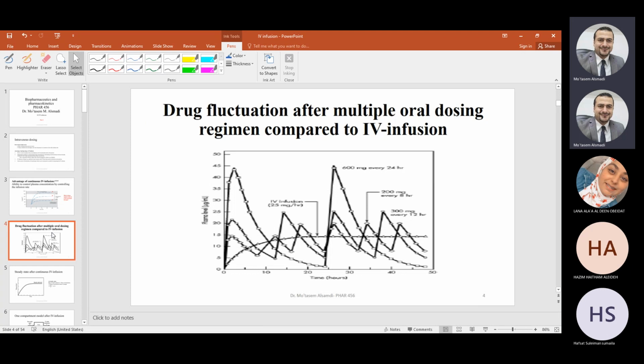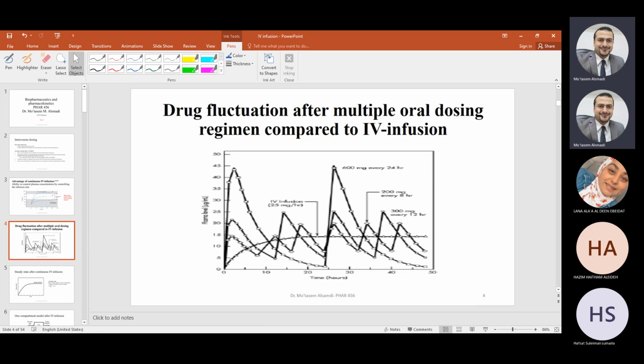For example, compare this dose, 3 milligrams every 24 hours, compared to 200 milligrams every 8 hours. Which one has more fluctuation? The one that's given every 24 hours, which is a longer dose interval. So if you have a longer dose interval, you will have more fluctuation. And that's why we said that IV infusion is like you have given very small doses at very short dose intervals, right? That's why you have minimal fluctuation. Got it? And this is my introduction to the next chapter.